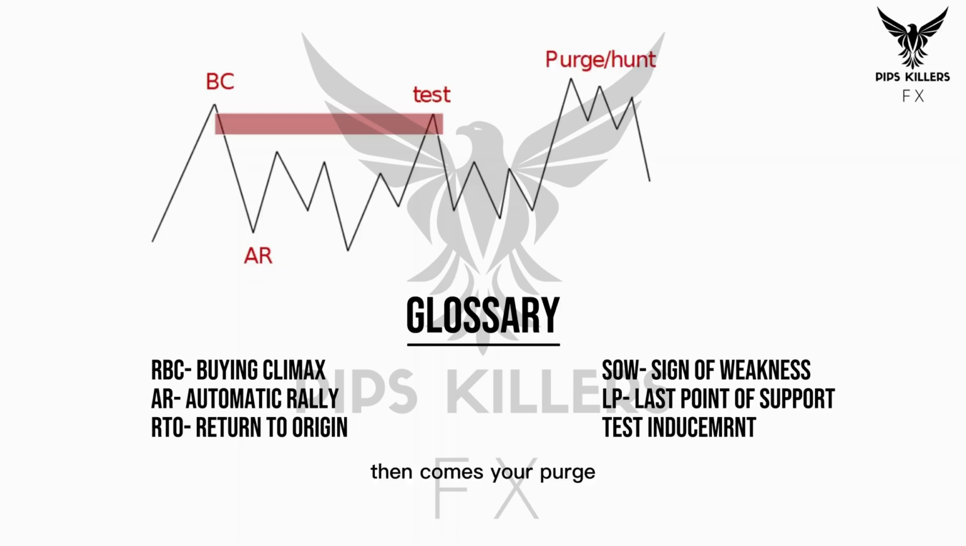Then comes your purge. What is your purge? That means the market drove price past your buying climax to take out any sell orders. So let's say somebody can anticipate that a market reversal is coming and they spotted the buying climax and the test. They would try and take another entry post the test. So on the sell side, what the market would do is trick you out one last time by going for your stop losses, which would be your purge. They would take out any liquidity resting above the buying climax.